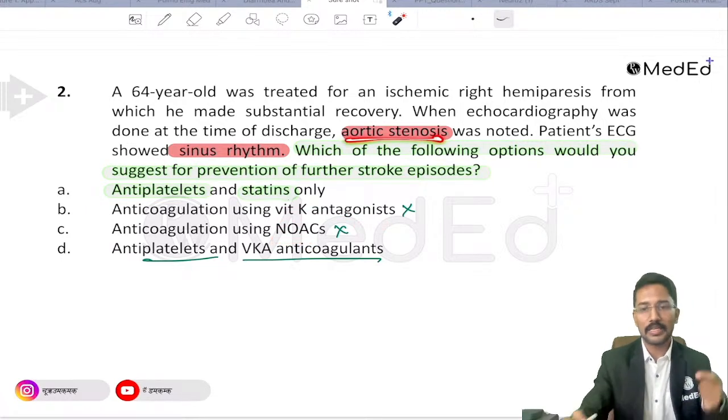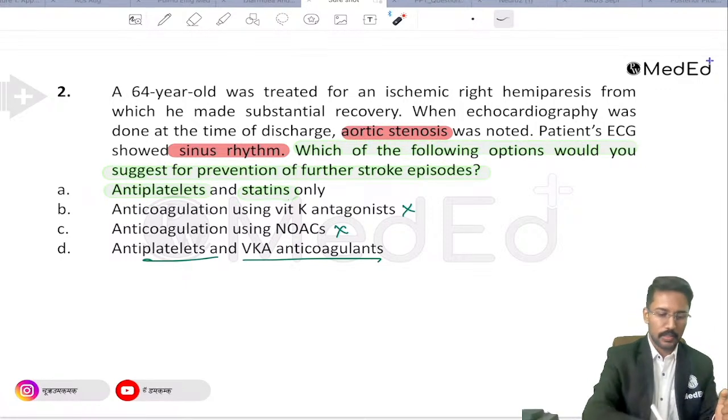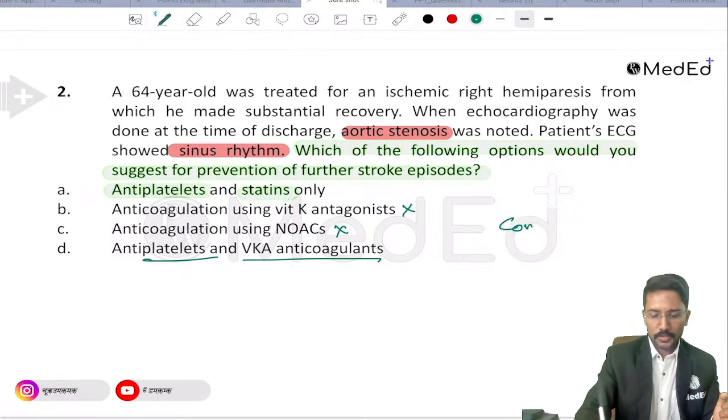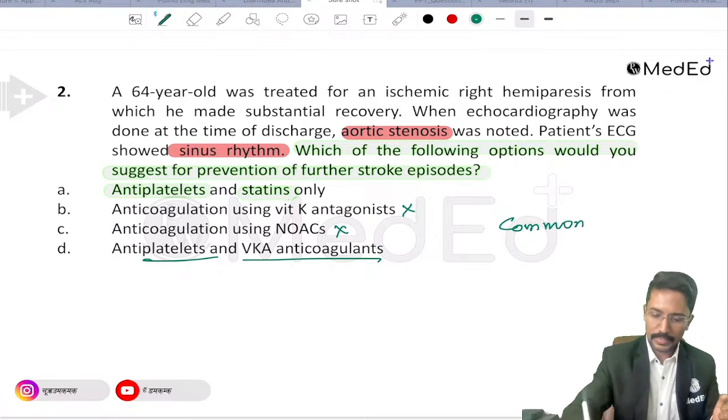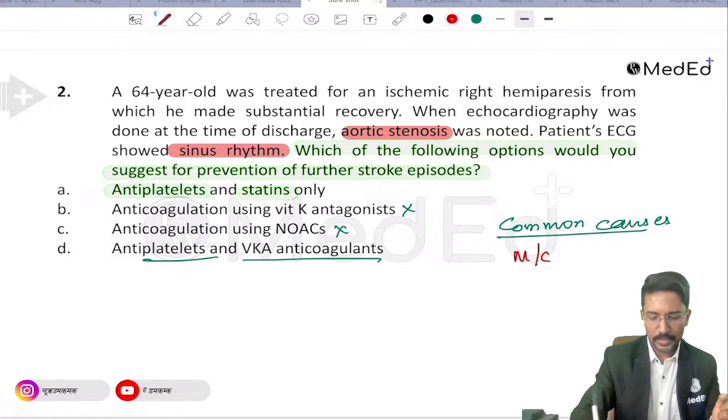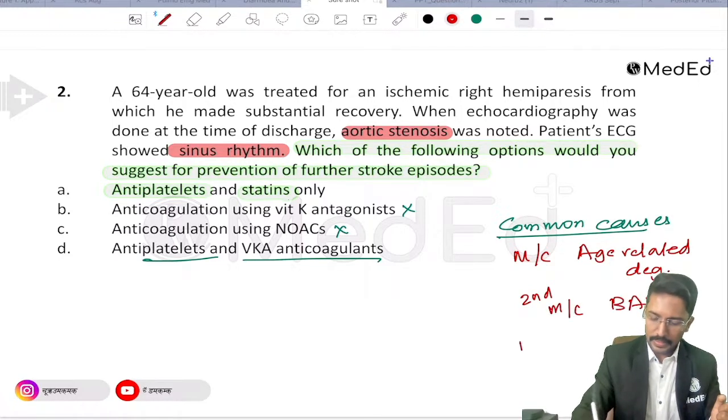So aortic stenosis, is it caused by rheumatic etiology? Can aortic stenosis be caused by rheumatic etiology? See, the common causes for aortic stenosis: the most common cause is age-related degeneration. Second most common is bicuspid aortic valve, right? And in case of rheumatic heart disease, it is extremely rare.